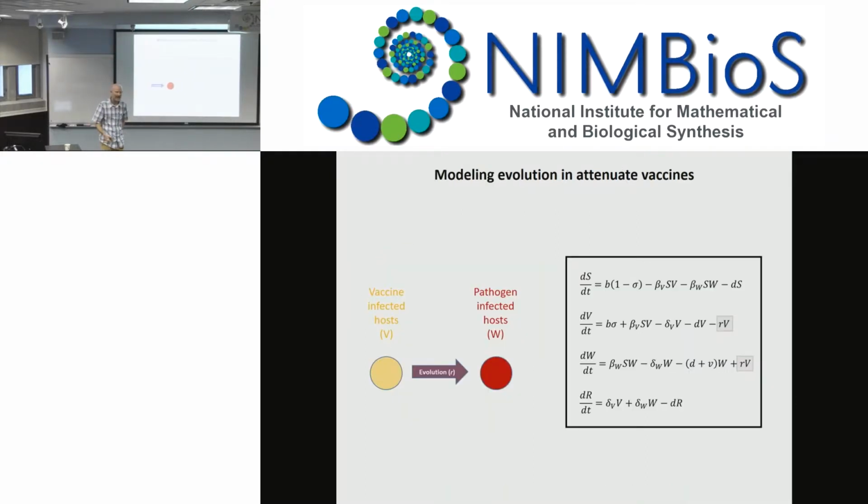So we pursued this by modifying these simple models to include the possibility of reversion to wild type. And we did this in an evolutionarily super naive way. We just said individuals infected with the vaccine get switched to being infected with the pathogen at some reversion rate, little r. Really that just changes the equations by taking some individuals out of vaccine infected and dumping them into infected with wild type. So it's a very simple model evolutionarily, but it allows us to get some insight into the population level consequences.